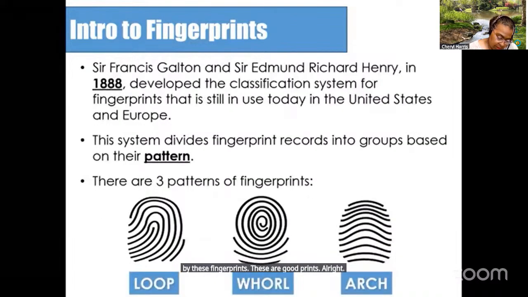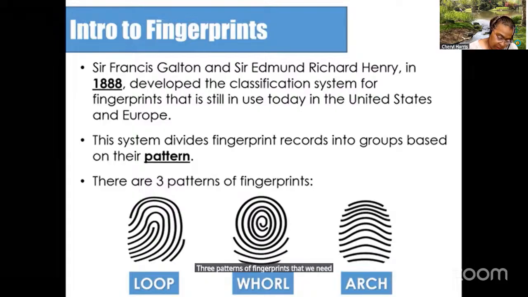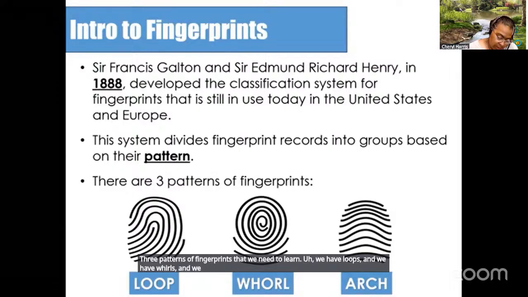All right, Sir Francis Galton and Sir Edmund Richard Henry in 1888 together developed the classification system for fingerprints that we still use today in both the United States and in Europe. This system divides fingerprint records into groups based on their patterns. So there are 3 patterns of fingerprints that we need to learn: loops, whorls, and arches, and we're going to go through and look at some of those different fingerprint patterns just to make sure that we can identify them.